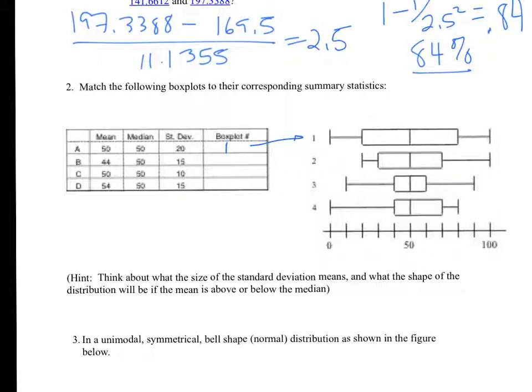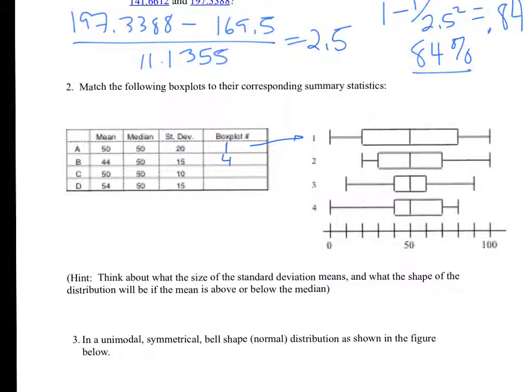This one has a mean of 44, so that means it's pulled to the right a little bit, and it has a longer range, so this one would have to be 4, because the mean pulls this corner, right? The fact the mean is below the median means there's smaller numbers in the minimums.